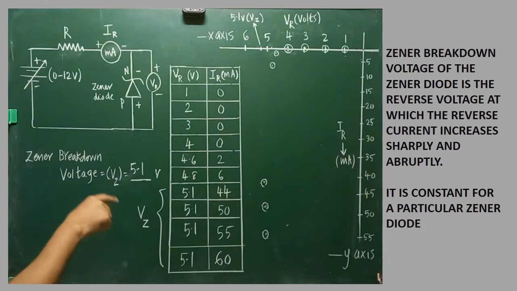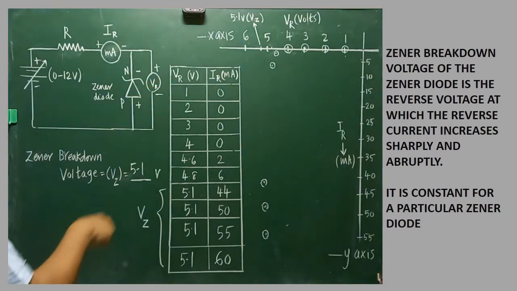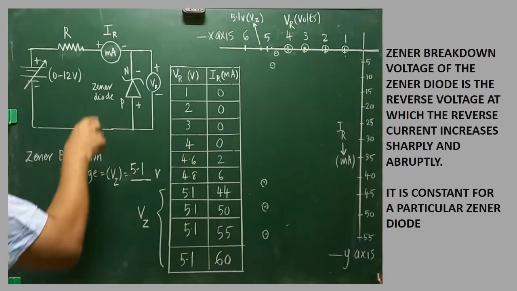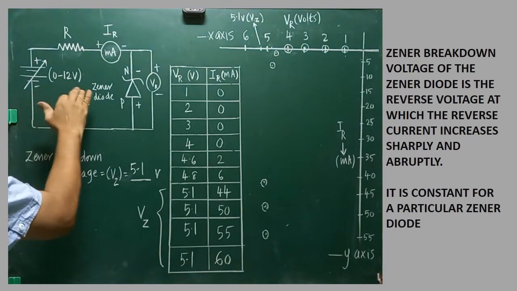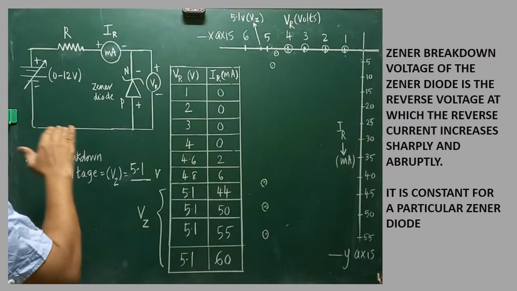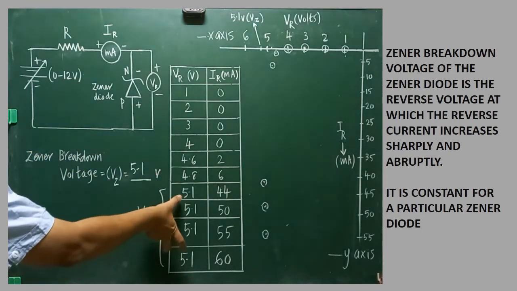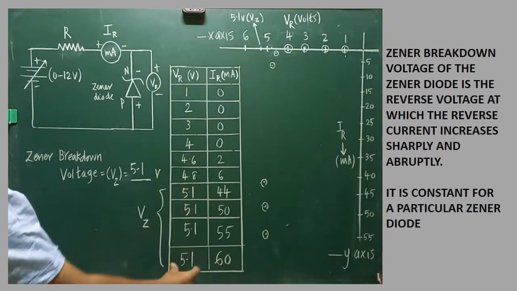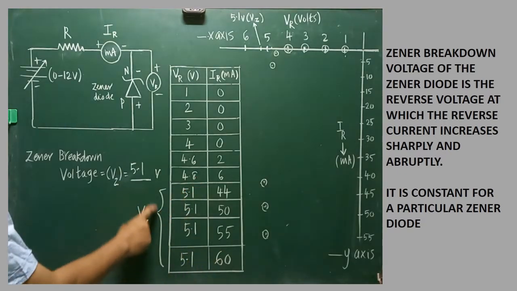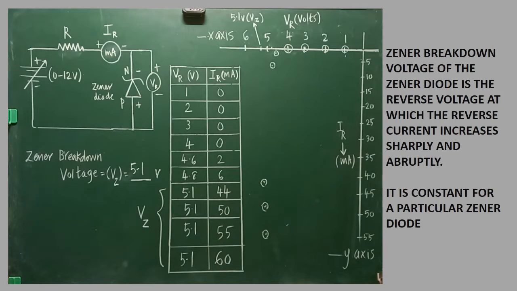Are you clear? There is a difference between VR and VZ. VR is the reverse voltage that is varied from the zero level to a higher level. When the reverse voltage is increased, at a particular voltage the current starts increasing. That particular constant voltage is called what? Zener breakdown voltage. That is constant for a particular Zener diode.